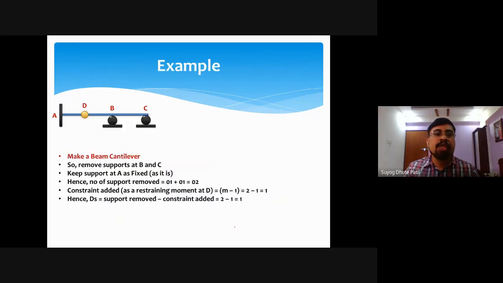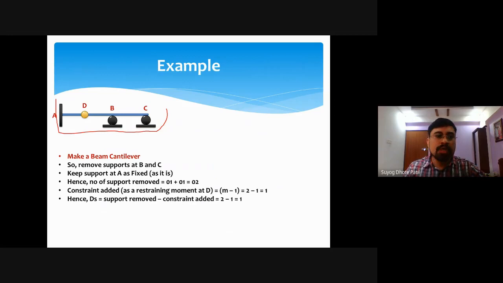Now, a beam example. Here is also a simple procedure: this is a given beam, and we have to convert this beam into a cantilever-like structure.